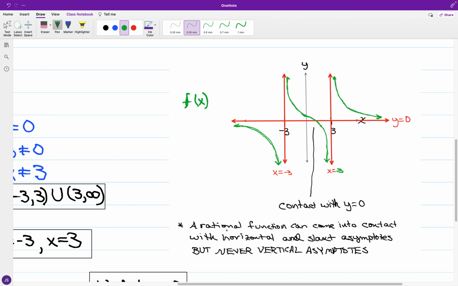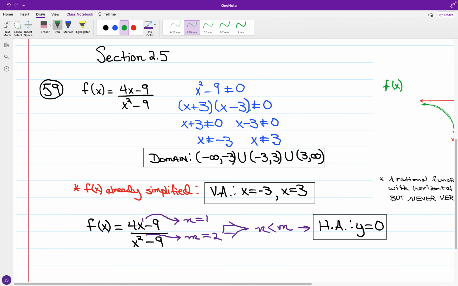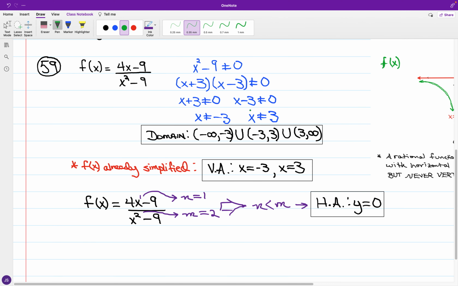And just a reminder, a rational function can come into contact with horizontal and slant asymptotes under extenuating circumstances, but never will a rational function come into contact with any vertical asymptote. So I just wanted to reaffirm this. All right, now for the next item, number 60, much of the process is going to be maintained, for we are going to have a difference of squares again in the denominator.